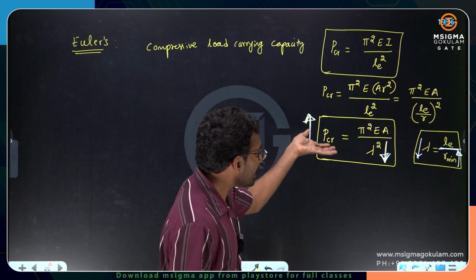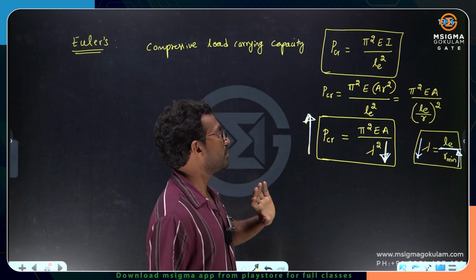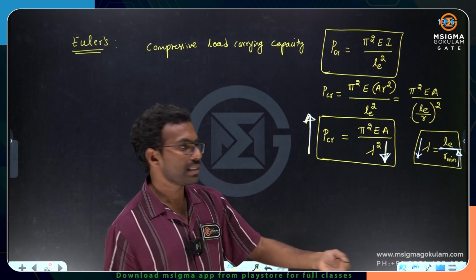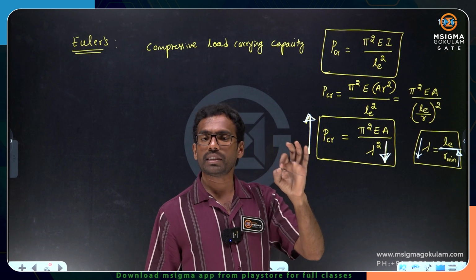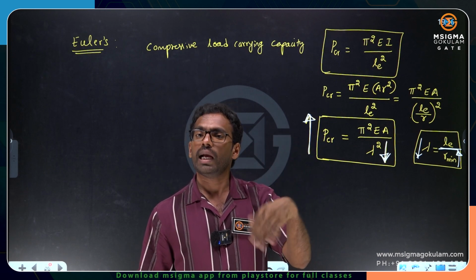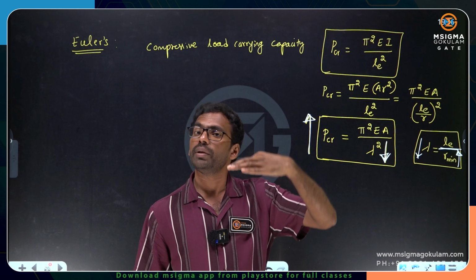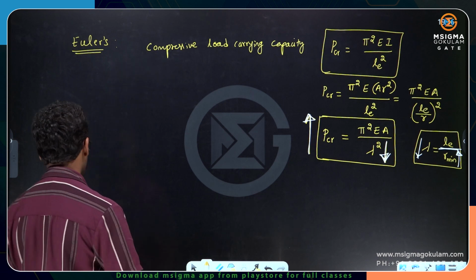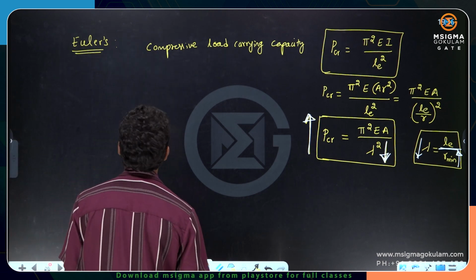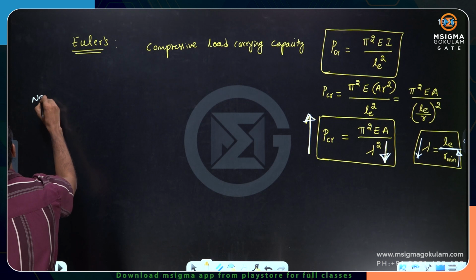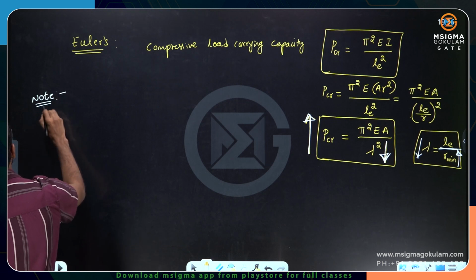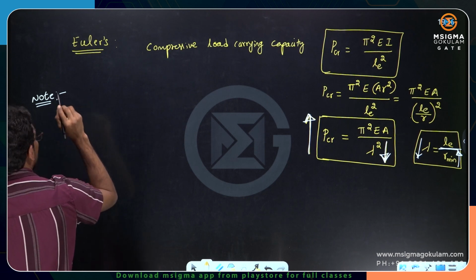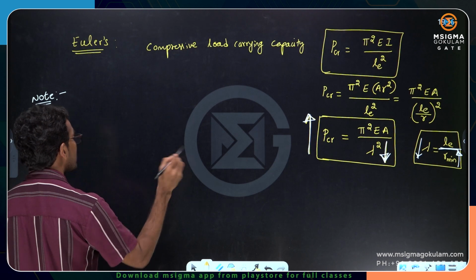So for compression members, how do you say a particular section is the most efficient section? The criterion is radius of gyration. The section which is able to produce a higher minimum radius of gyration is going to give larger load carrying capacity. That's the very important point which you have to understand. I can write a note over here so that you can revise it whenever required. Whenever you want higher load carrying capacity in compression, you should have the highest radius of gyration.